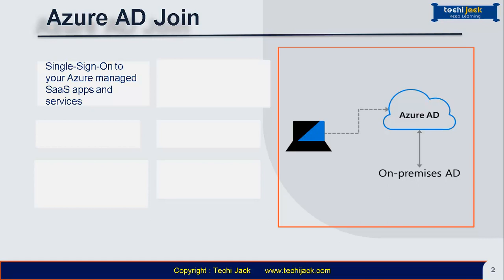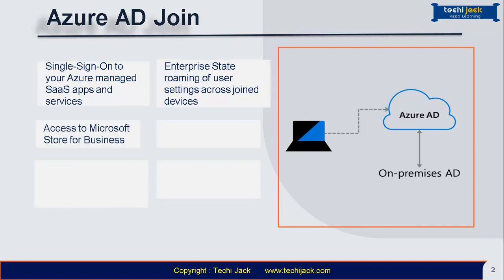The second one is enterprise compliant roaming. Enterprise compliant roaming means users don't need to connect a Microsoft account to observe settings across devices. It's not necessary that you should have a Hotmail account or any Microsoft account. Third one is access to the Microsoft Business Store. Using an Azure AD account, your users can choose from an inventory of applications. Windows Hello supports secure and convenient access to your work resources.